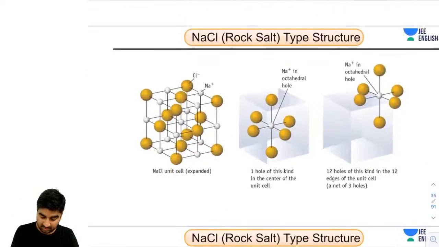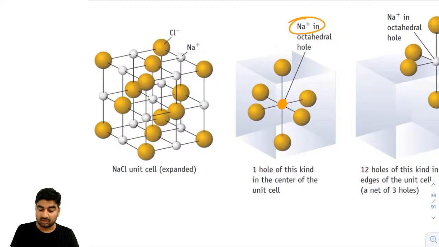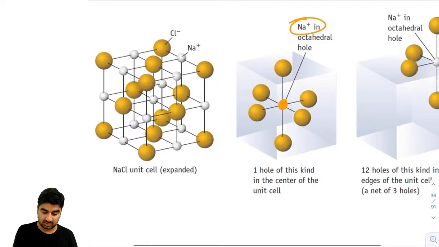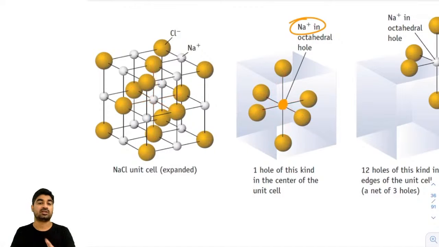Now, this is how I'm making this structure. So this is the Na plus, and how is its coordination number 6? You can see here that this Na plus is surrounded by 6: 4 in its plane, 1 above and 1 below. So the coordination number of Na plus is 6 because it is sitting in the octahedral void.